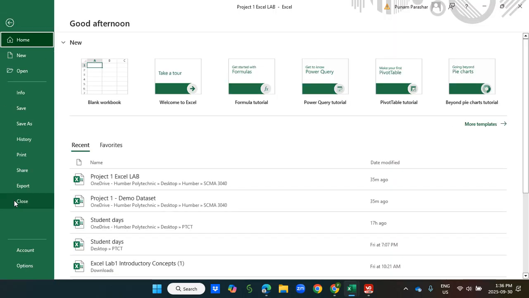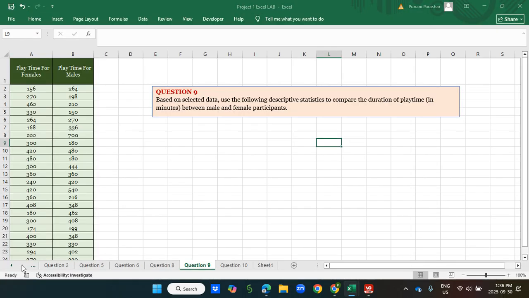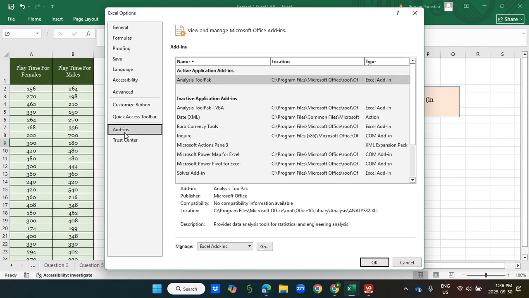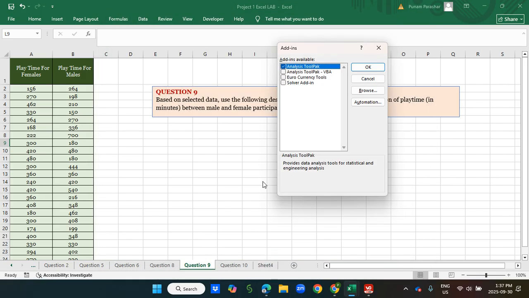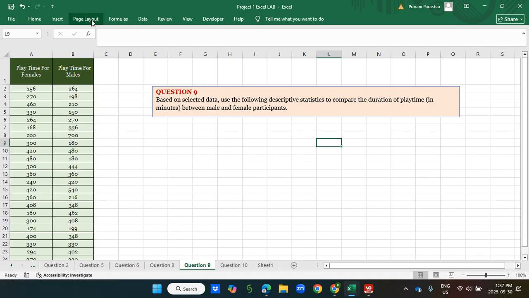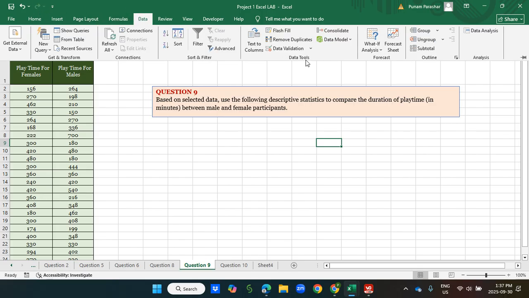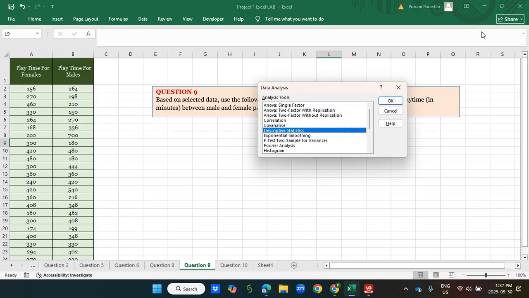Once again, File, Options, Add-ins, Analysis ToolPak, check mark on Analysis ToolPak, OK. And then you will see under Data, you have Data Analysis. So you will click on Data Analysis and here you can see Descriptive Statistics.